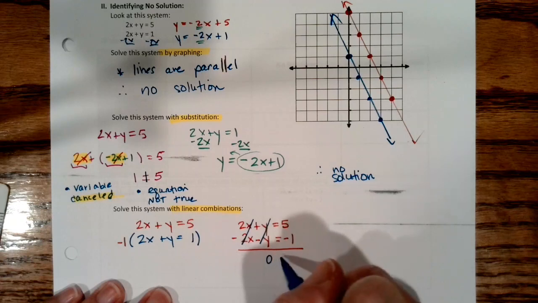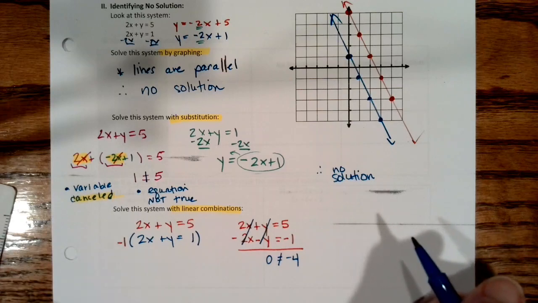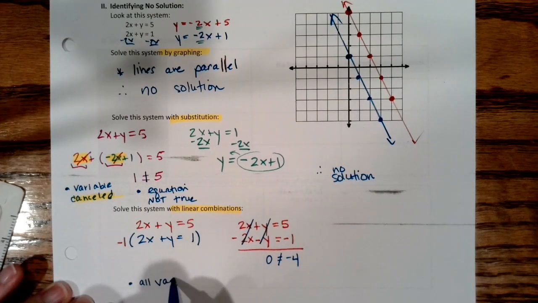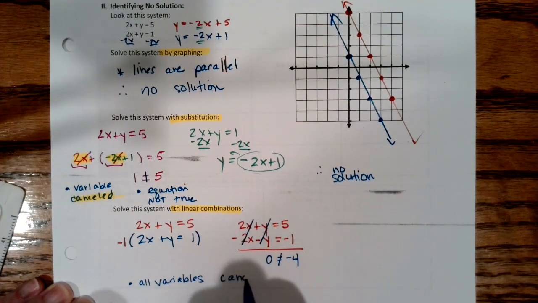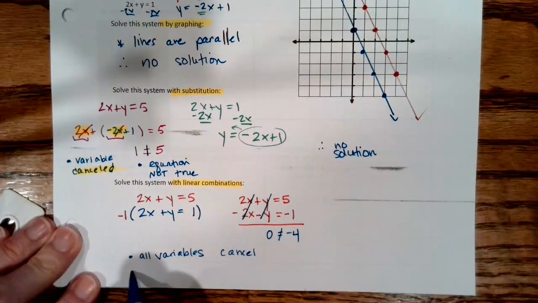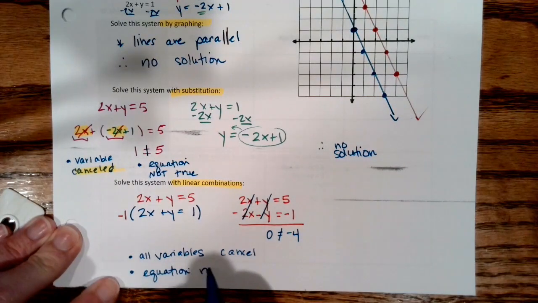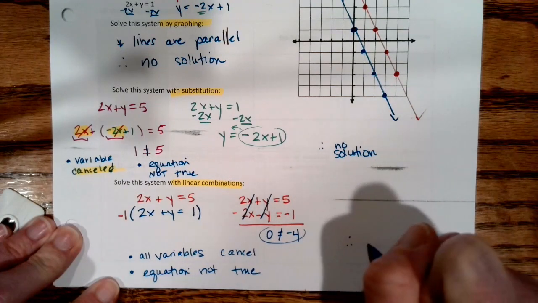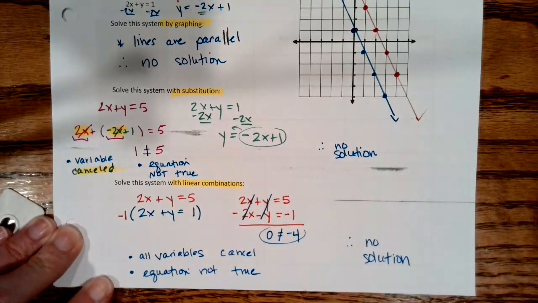So 0 is equal to negative 4. No, it's not. So again, all of my variables cancel, and I end up with an equation that is not true. 0 is not equal to 4. Therefore, there is no solution to this system.